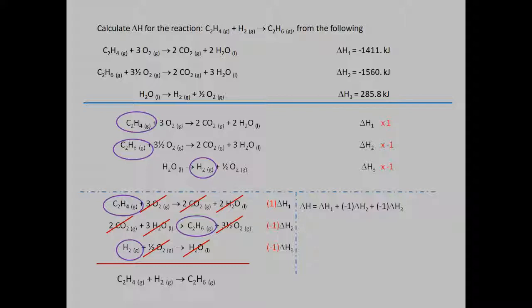Therefore, the enthalpy change for my target equation will be the enthalpy change of the first reaction plus -1 times the enthalpy change for the second reaction plus -1 times the enthalpy change of the third reaction. Now I can just substitute my values and get my enthalpy change.